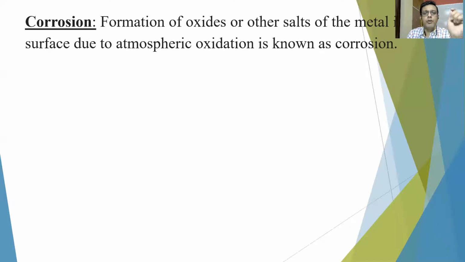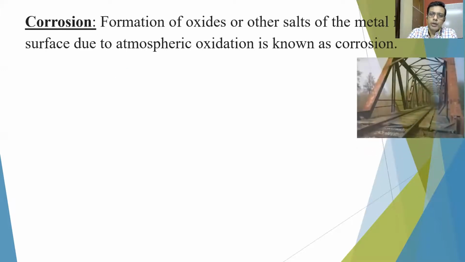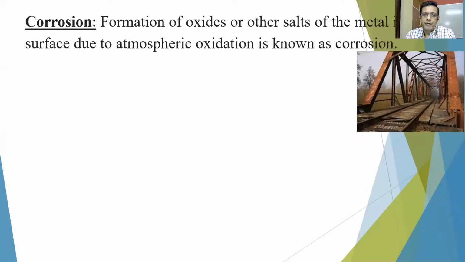This formation of salts like oxides, carbonates, sulfides, etc. on the surface, due to which the metal becomes dull, is called corrosion. So we can define corrosion as the formation of some metal salt or oxides on the surface of a metal due to slow atmospheric oxidation. Now this corrosion is very harmful for us.